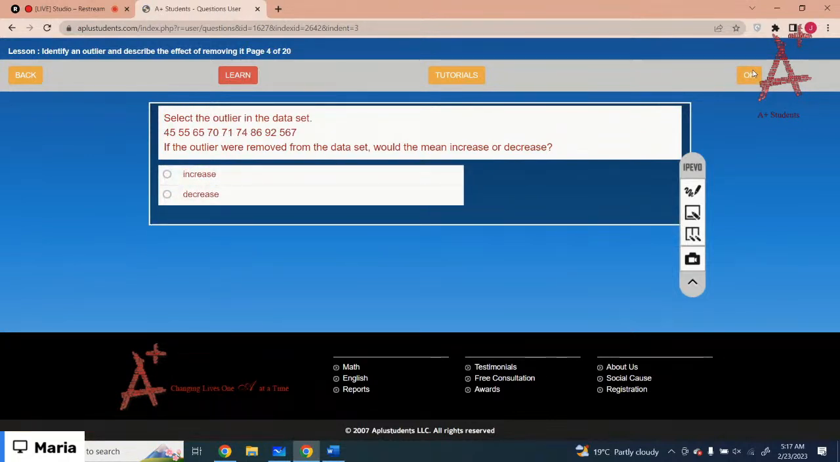Okay, select the outlier in the given data set. If the outlier were removed from the data set, would the mean increase or decrease? Okay, the numbers are 45, 55, 65, 70, 71, 74, 86, 92, and 567. So which is the outlier?